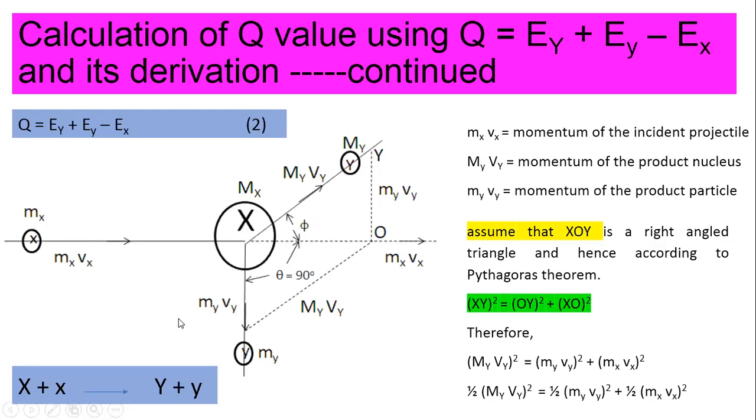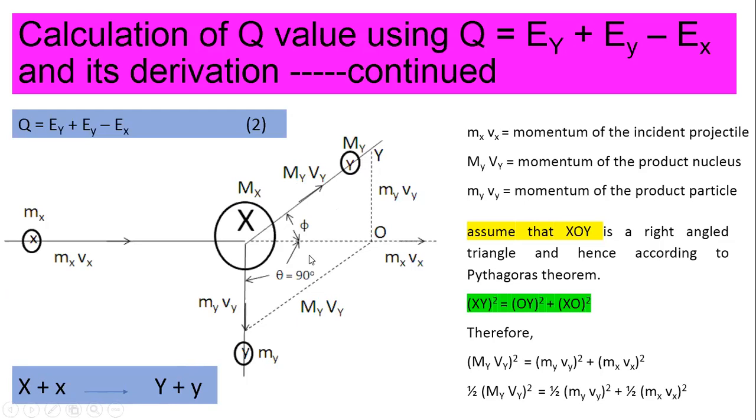If you have a look at this, as we have already explained, this is the momentum of the product particle. So this line will be similar to this line, so this will also be the momentum of the product particle. Similarly, this line is similar to this line, so xy will be equal to oy, and this is the momentum of the product nucleus, and this will also be the momentum of the product nucleus. So this is all about the representation of this nuclear reaction on a diagram.